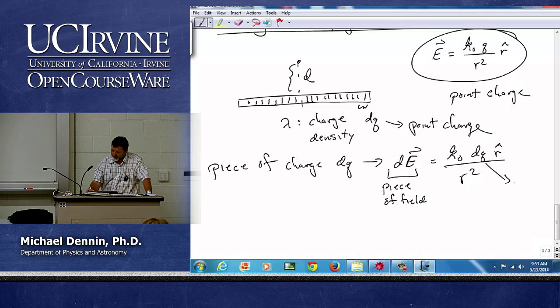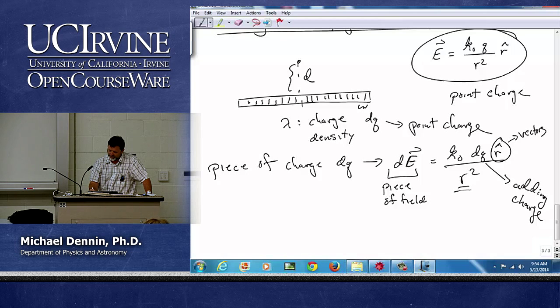So this tells me I'm adding charges, right? Because the d in my integral is what I add over, the dq, the dx, the dy. This tells me I better worry about vectors. I've got a direction, and this is what it's a function of.